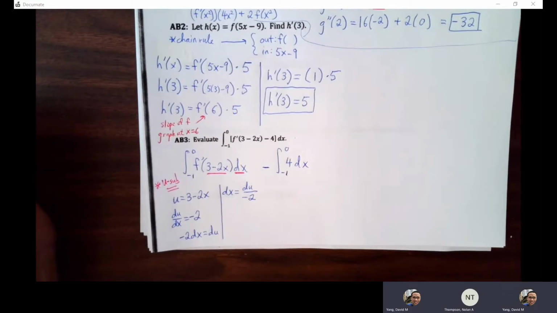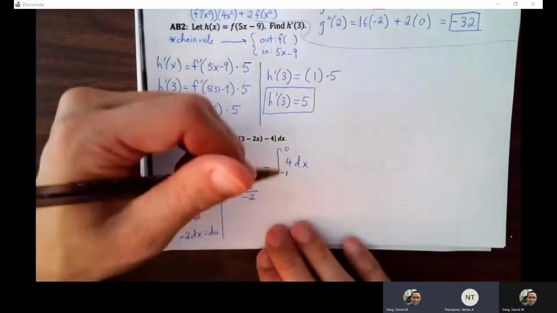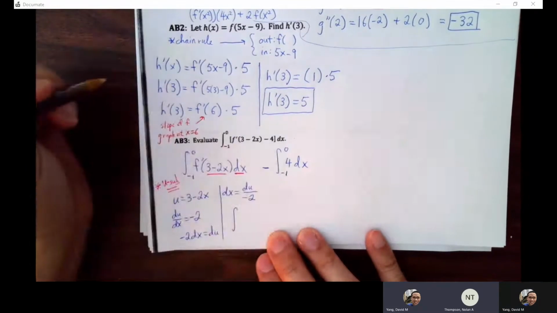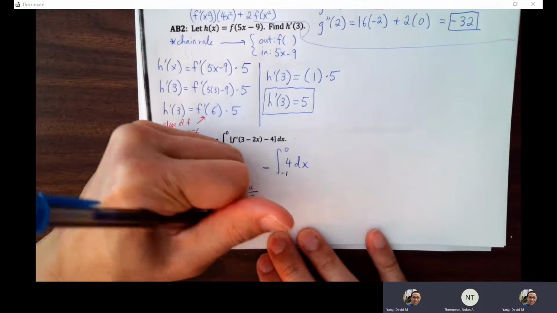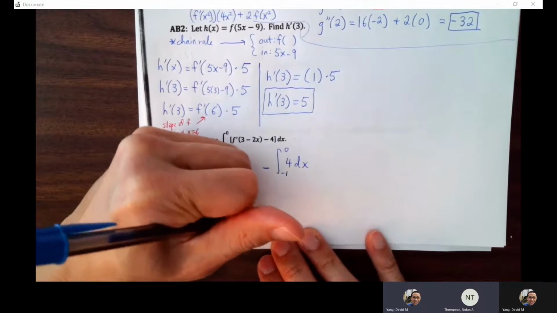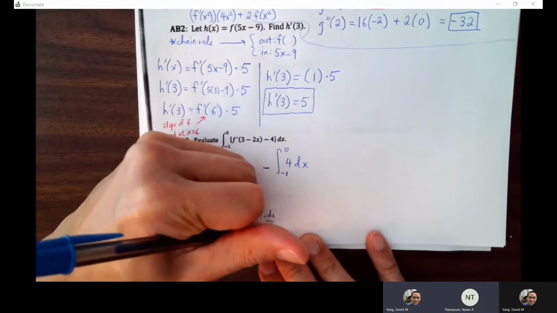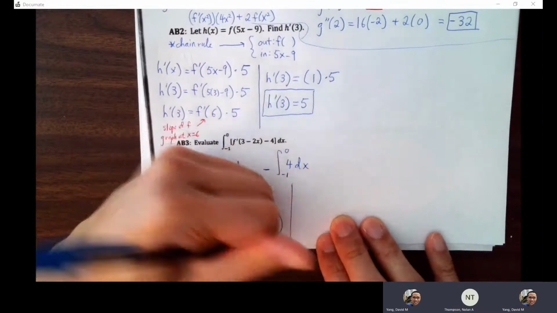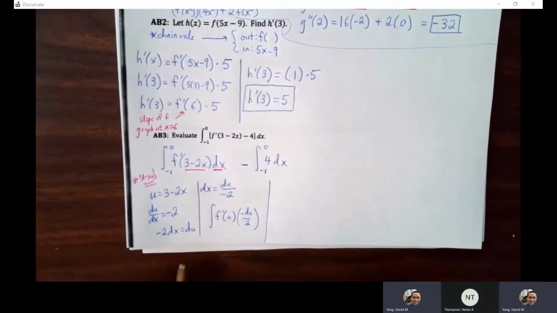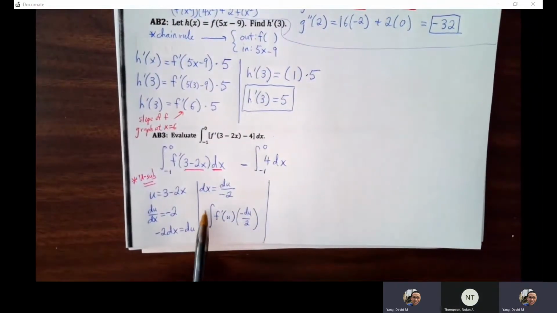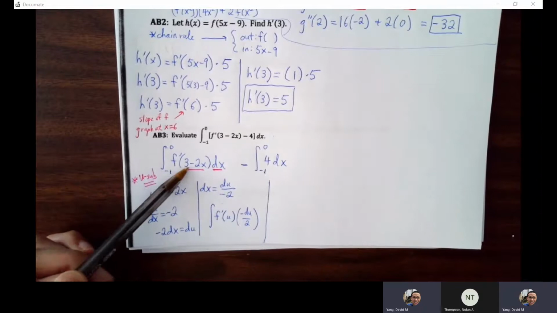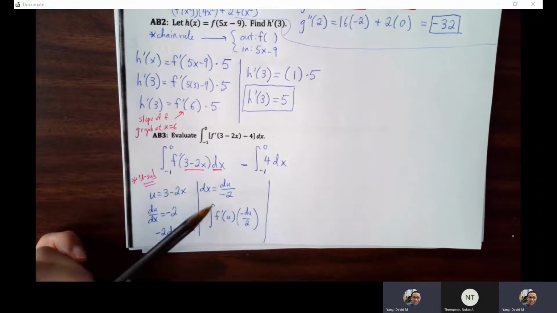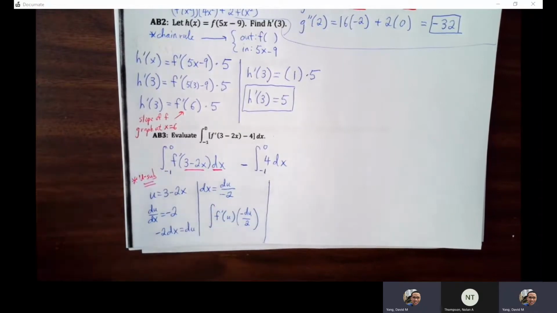All right. So f prime of u times du over 2, negative d over 2. All right, there's still some more work I need to do with this. I'm going to push that negative 1/2 out in front. And I'm also going to do some work with the bounds, because the bounds are right now in terms of x. I want it to be in terms of u so I can get everything on the same page.